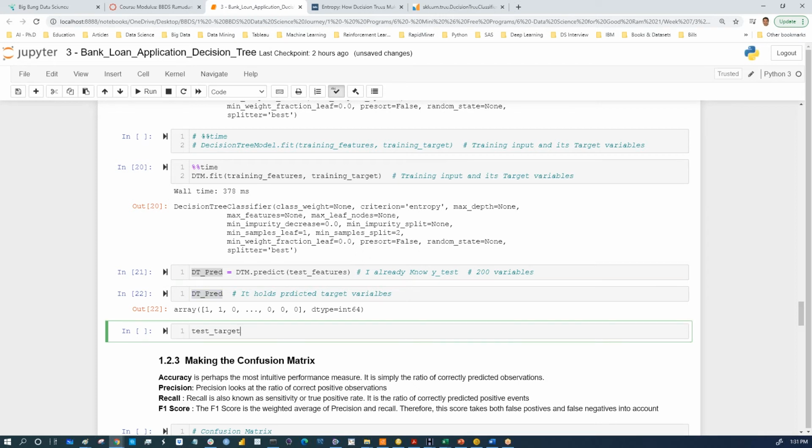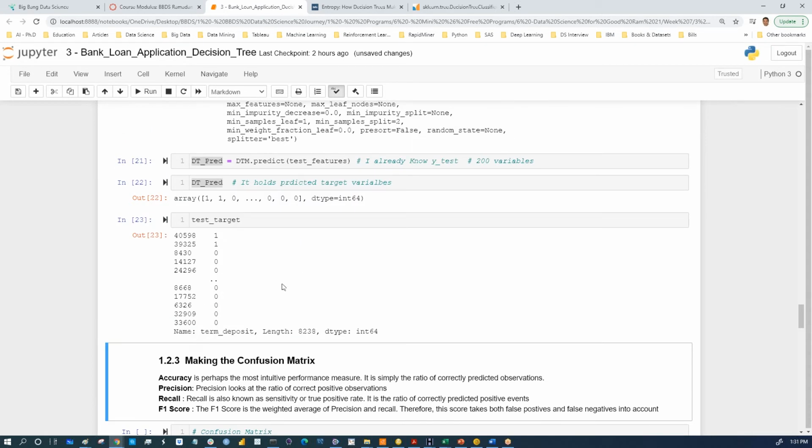And let's take a look at the test target. What is the test target? Is it a comparison? No, we are not comparing right now. We're just checking them out. Test target is the actual one. How many values are we going to get? The same number of rows, 20% of the records. It's the same. And so now just take a look.